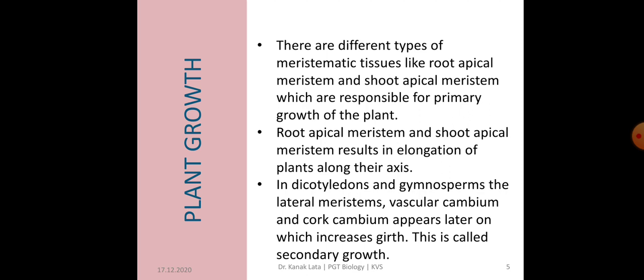But in case of dicotyledonous and gymnospermic plants, there are lateral meristems, vascular cambium and cork cambium, and these appear later on, and this helps in increasing the girth. This is called secondary growth.